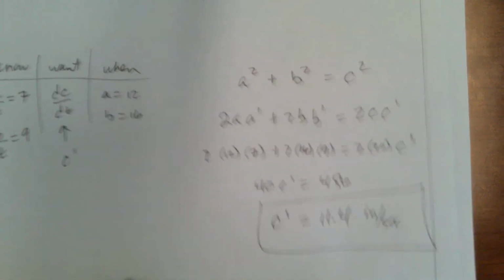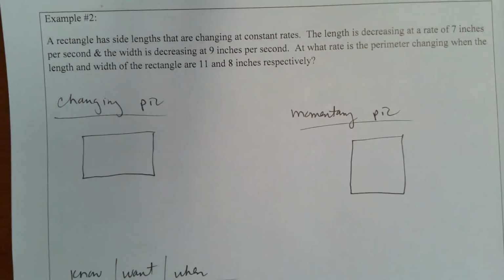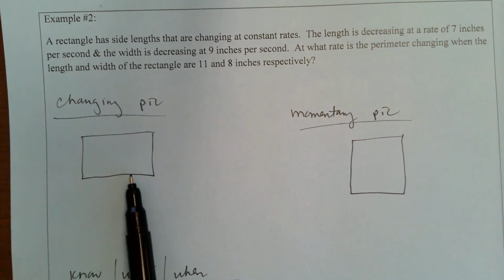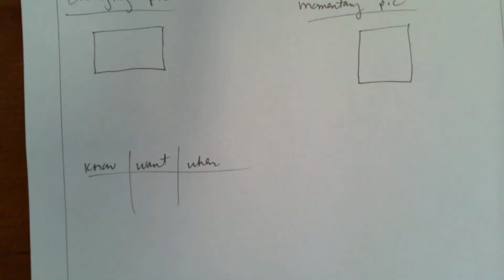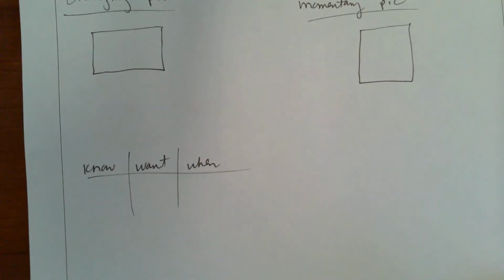Okay, so there's one. Problem number 2. We're going to have rectangles. And when you're doing your problems in class, I'll only give you 3. You're going to have a changing picture. You're going to have a momentary picture. And then you want to think about what do you know, what do you want, and at what moment. Because these things are changing, so it needs to be at a certain moment in time.